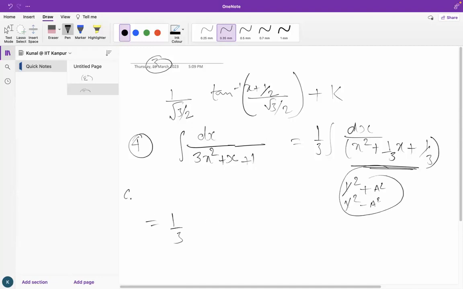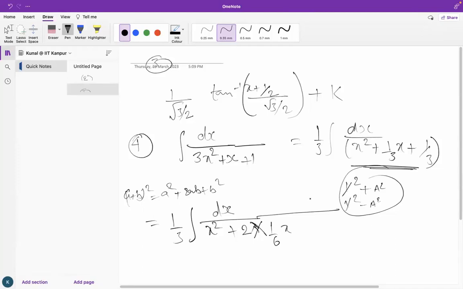So we know that a plus b whole square is a square plus 2ab plus b square. So we have to create it. Integration of dx divided by x square plus, we have to generate a 2 here. So what I have to do here is 2 into 1 by 6 into x. It's just this term. And then I have to do 1 by 3 minus 1 by 36. I hope you'll all understand what I do: 1 by 36 plus. Because this is our b term, so its square is 1 by 36. But there is our 1 by 3, so we just add and subtract the 1 by 36 term.